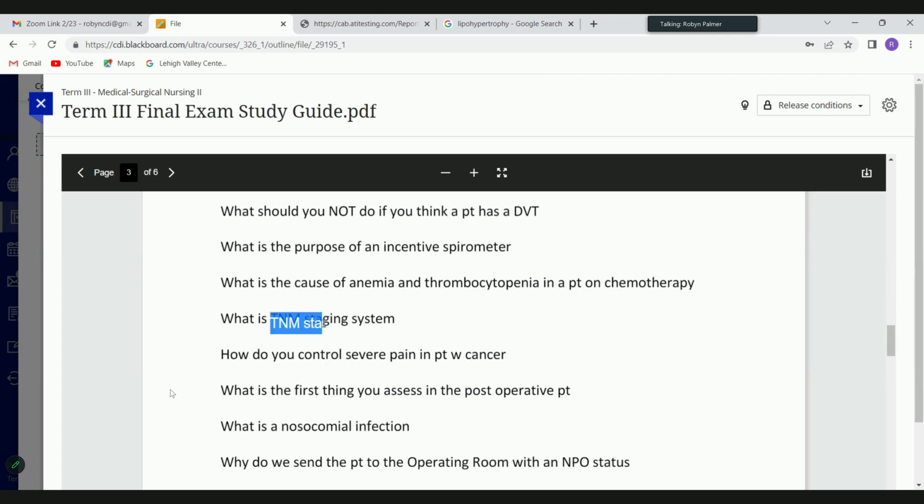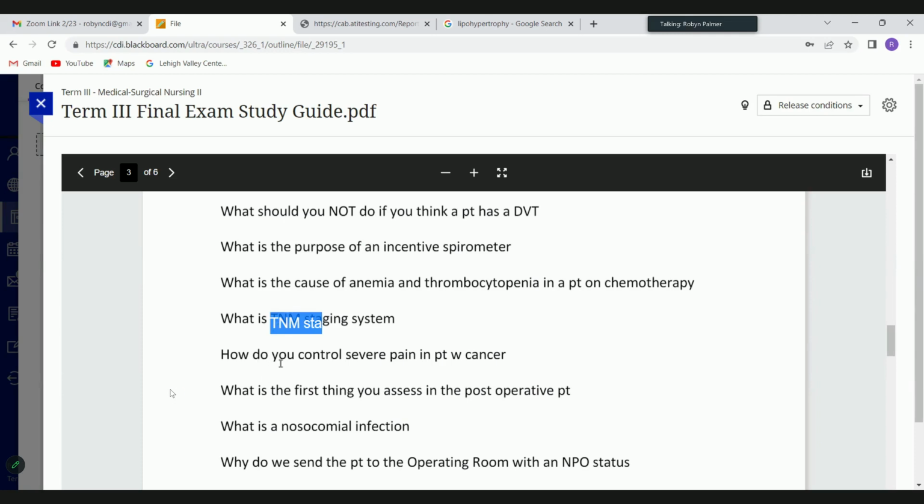What's a TNM staging system? The tumor, spread to the lymph nodes, and metastasis. Okay. Tumors, lymph nodes, and metastasis, right? So if I said a TIS, what would that mean? That's in situ, right? We can get that out, right? Okay. And then, all right.